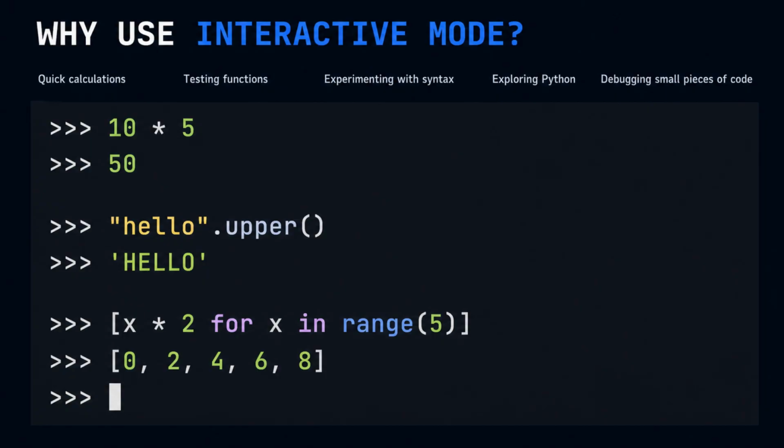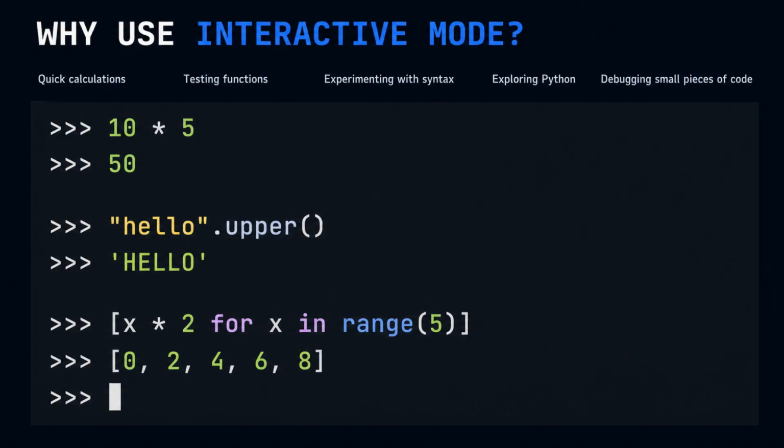This is what makes the Python interpreter so useful. You can try something, see what happens, and immediately try something else. You don't need to create an entire program just to test one small idea. Interactive mode is especially useful for quick calculations, testing functions, experimenting with syntax, exploring Python, and debugging small pieces of code.